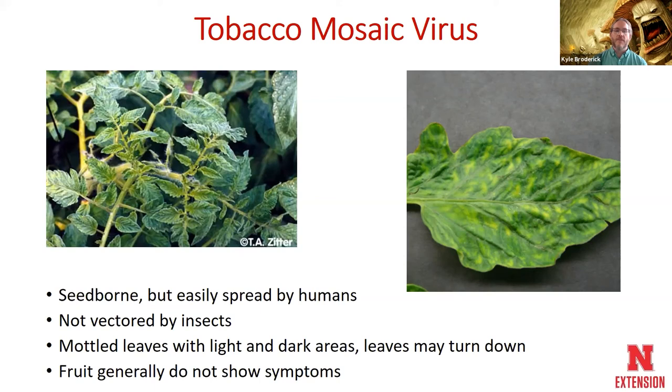The leaves will have this kind of mottled, maybe almost a leathery appearance. They may also turn down, but the nice thing about tobacco mosaic virus is the fruit generally does not show severe symptoms. When you cut into it, there may be some brown discoloration inside of the fruit, but in general, the fruit will be fine to consume.